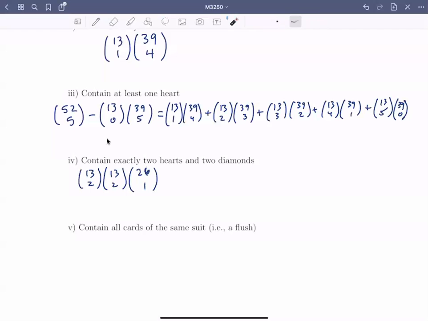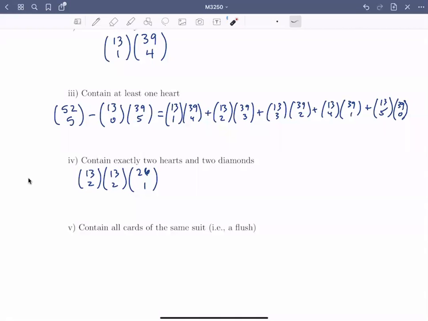Notice that the numbers up top add up to 52, and the numbers down below add up to 5. So this is the way that you can get exactly 2 hearts and 2 diamonds in a 5-card hand.